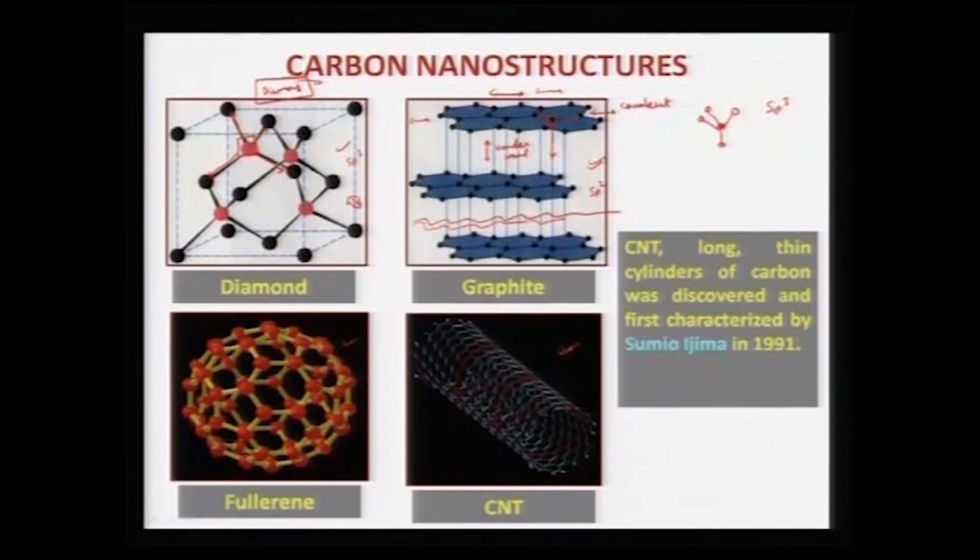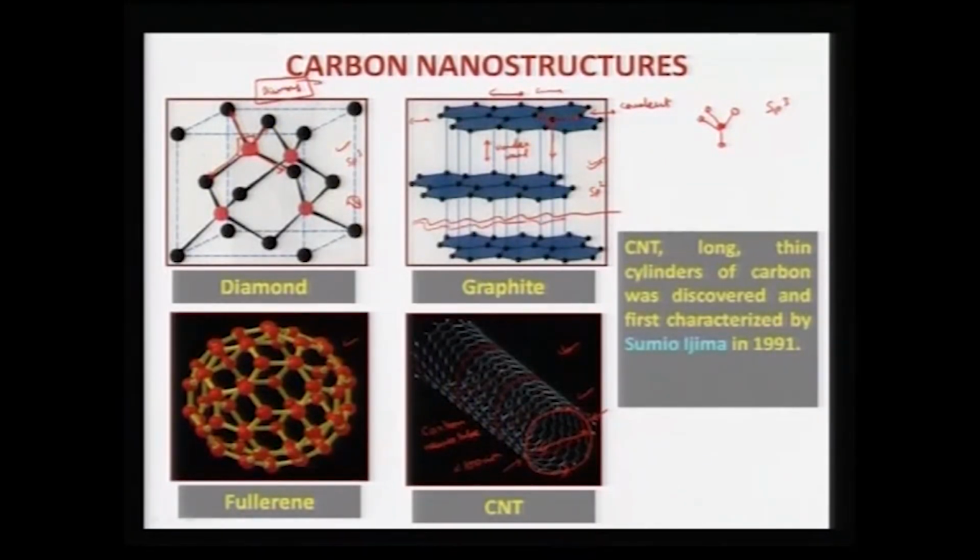Now, coming to CNT, this is nothing but a single layer of graphite rolled into a kind of tubular structure. So, we can see a tubular structure is made, and that forms a diameter which is much less than 100 nanometer. That is why we are calling it carbon nanotube. It is a hollow structure, that is why it is a tube.